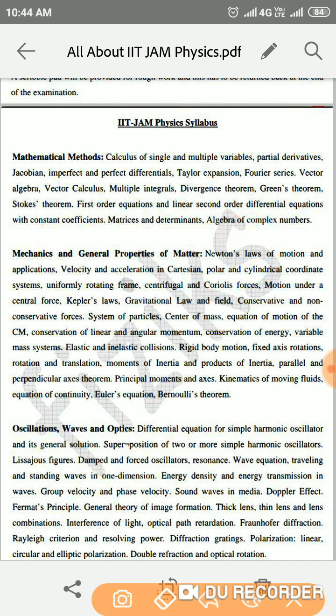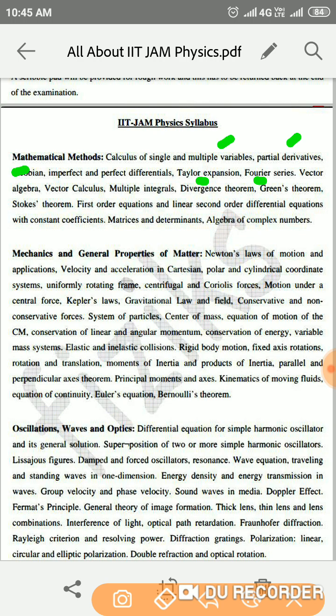Mathematical physics consists of calculus of single and multiple variables, partial derivatives, and Jacobian is important. Generally one question is asked every year or every alternate year. Improper and proper integrals, Taylor expansion, and Fourier series are also important. Generally one question is asked every year, just like Jacobian.